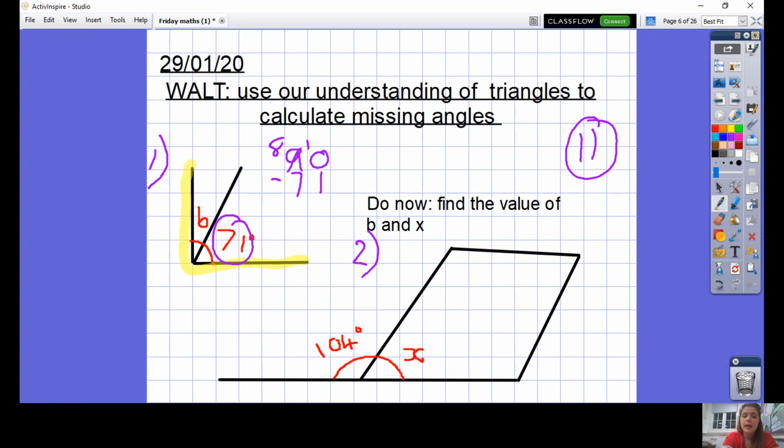I'm going to regroup. 10 take away 1 is 9, and 8 take away 7 is 1. 19 degrees. Don't forget your degrees symbol, otherwise your answer's wrong. Add it in if you forgot it.